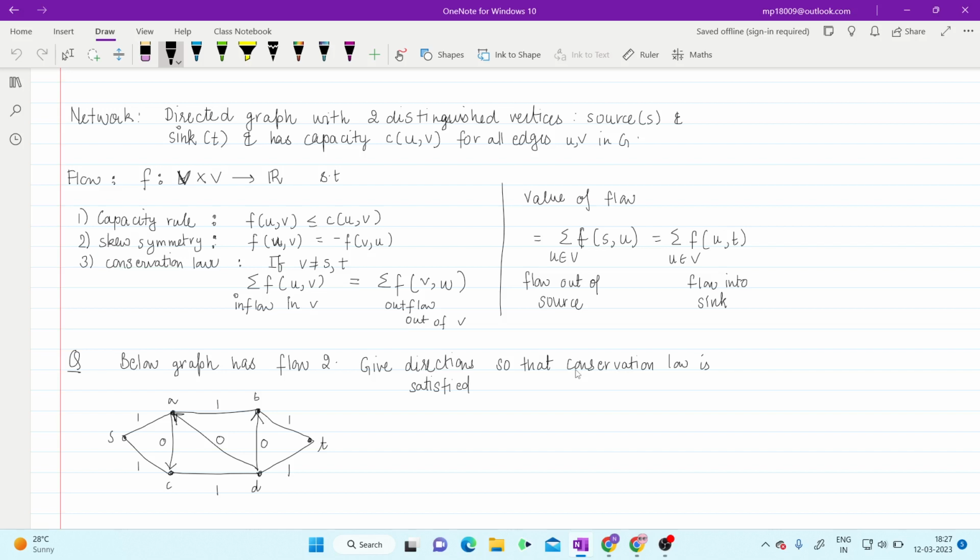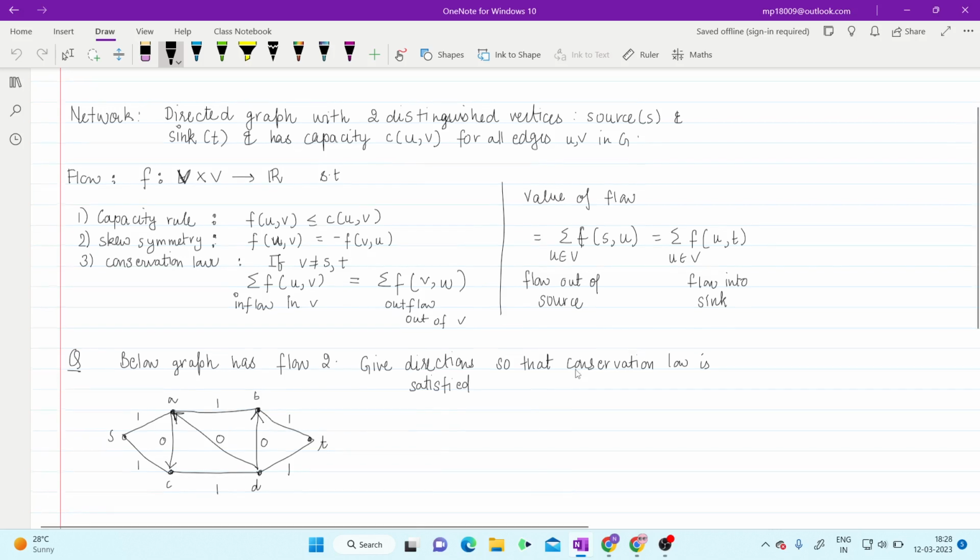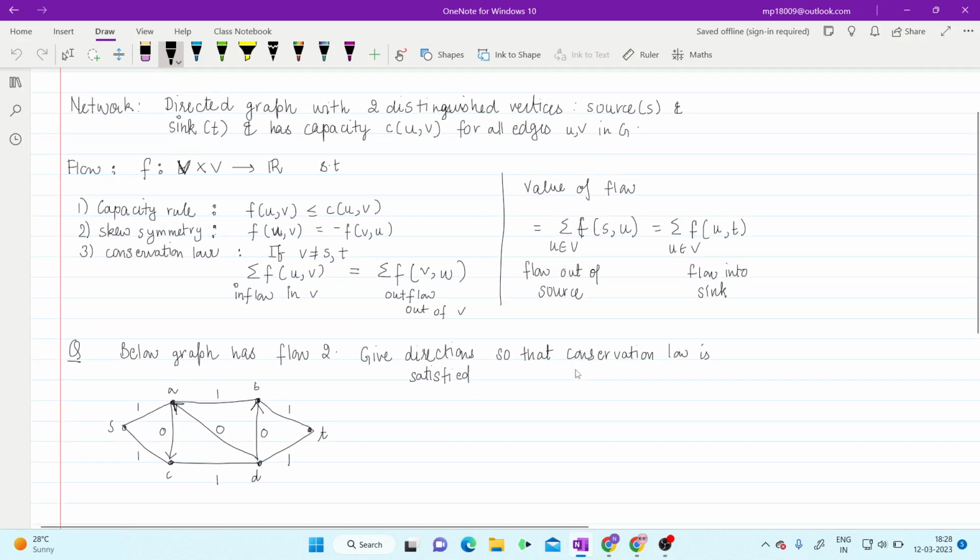So a network has three properties. It is a directed graph. It has two distinguished vertices, which are source and sink, and to each edge we have a capacity attached to it. So this is what is called a network. Now, what is a flow? Basically, this is a network, the simplest network.